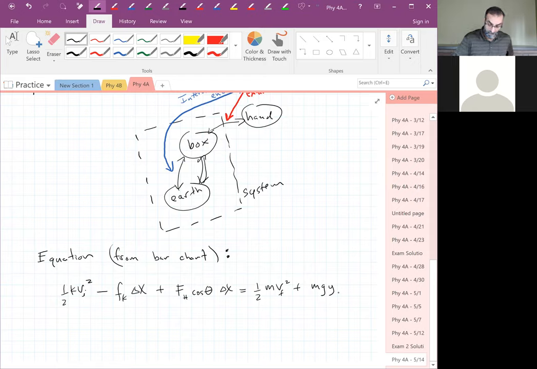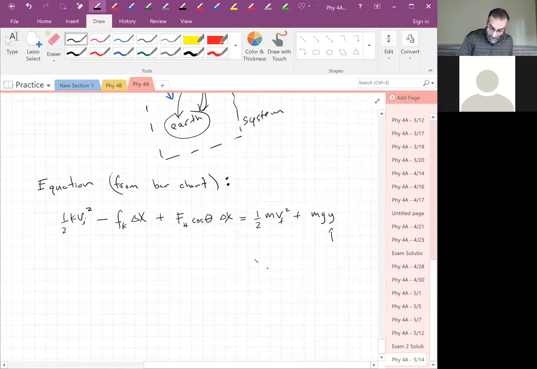So all I need now is everything I know except for one thing, y, in mgy. This is the vertical distance the block changed, and so I have to figure out what that is. Yeah, so the block is going up an incline, right?